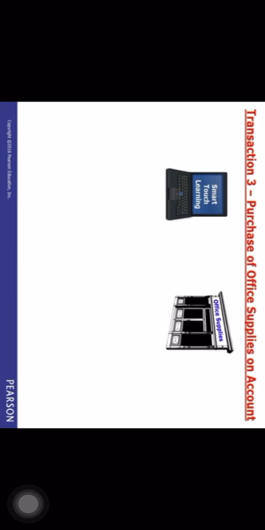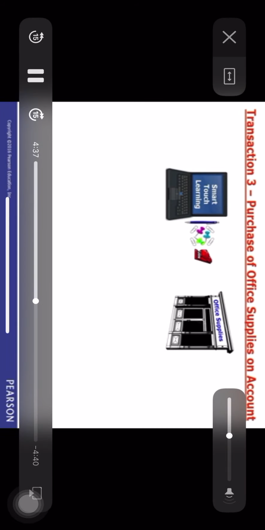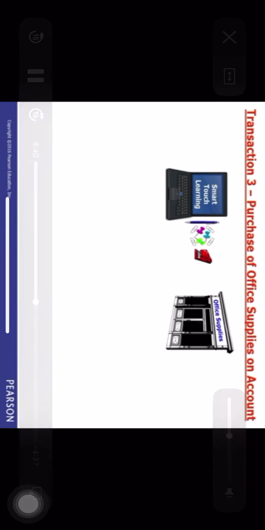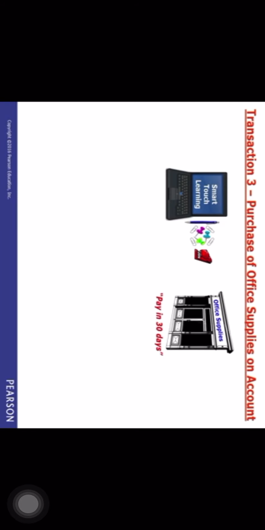Next is transaction 3, purchase of office supplies on account. And we'll go a little bit faster now since you're probably getting the hang of this. But Smart Touch Learning purchases office supplies, but they don't pay cash now. Let's say they pay within 30 days.